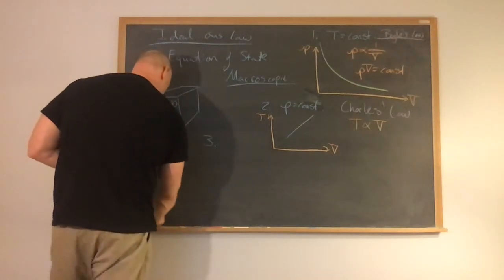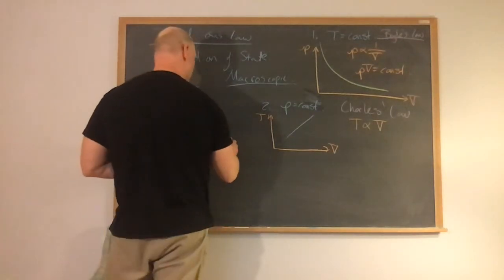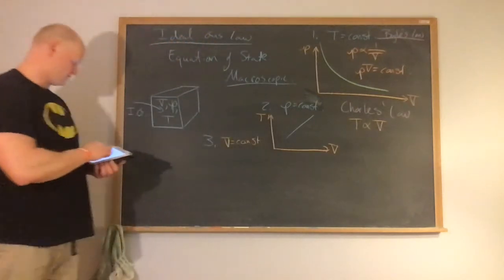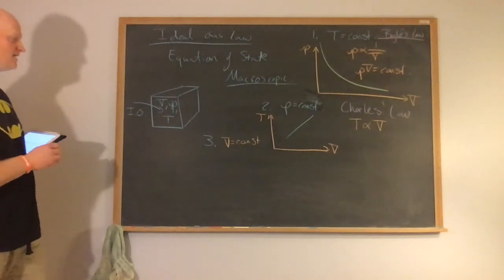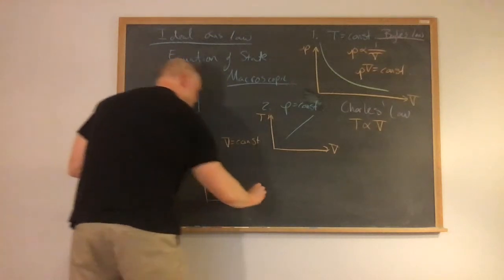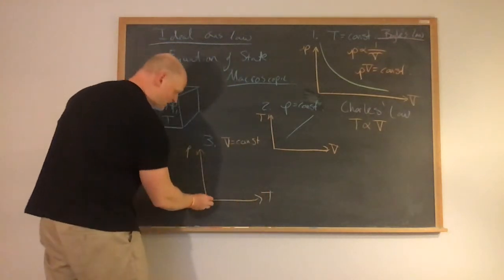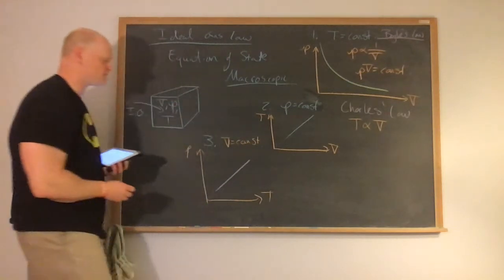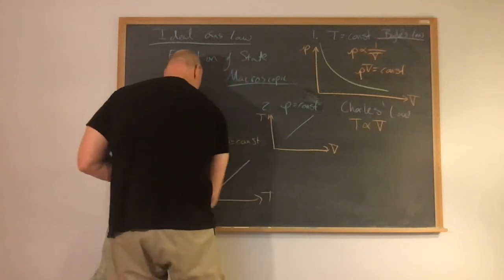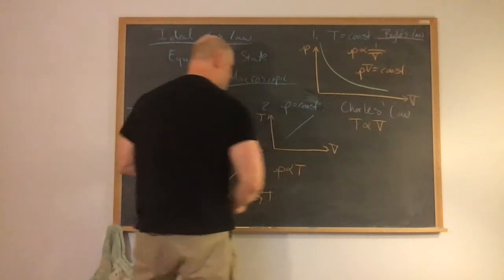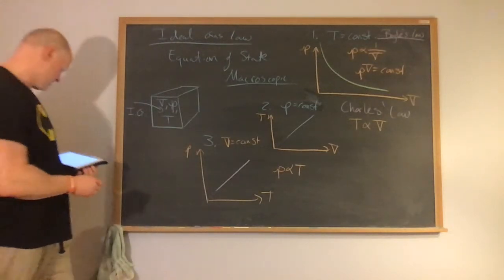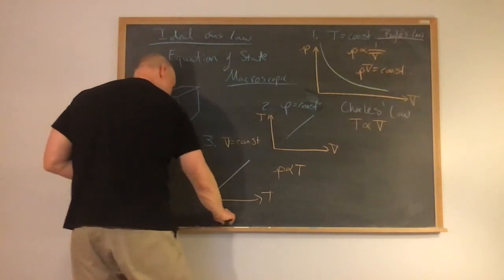And finally, for the third one, here we're going to hold the last thing constant, which is the volume. So here we're going to hold the volume equal to a constant, and then we're going to play with the pressure and the temperature. In this case, if I plot the pressure versus the temperature, we again find some sort of linear relationship between the two. So here, again, the pressure is also directly proportional to the temperature. This is what's known as Gay-Lussac's law.